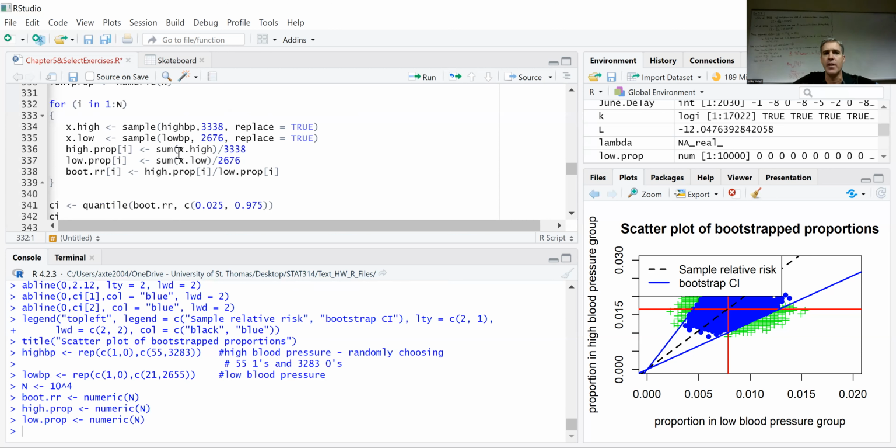And what I'm going to do is take the sum here in line 336. I'm going to take the sum of X dot high, so it's going to add up all the ones in X dot high, which is the number of deaths in this resample, and divide by 3,338 to get the proportion. Do the same for X dot low, and call that low dot prop. And we're going to take high dot prop and divide by low dot prop to get the ratio of those two proportions, and that's what I'm going to record in boot.rr. So let me run that rather lengthy loop.